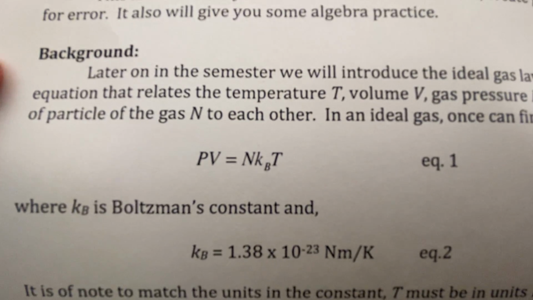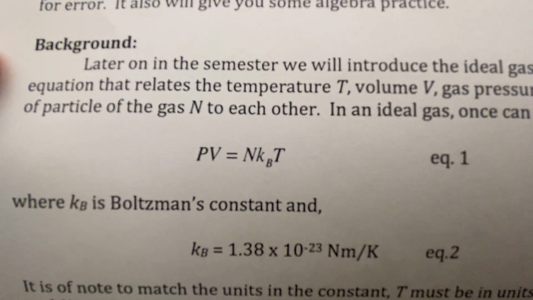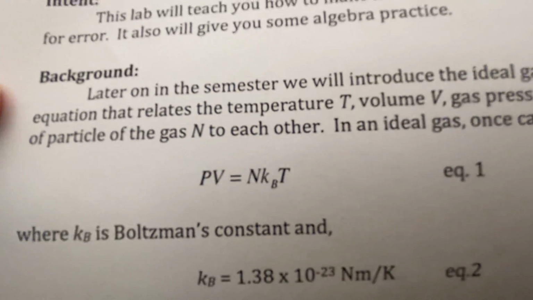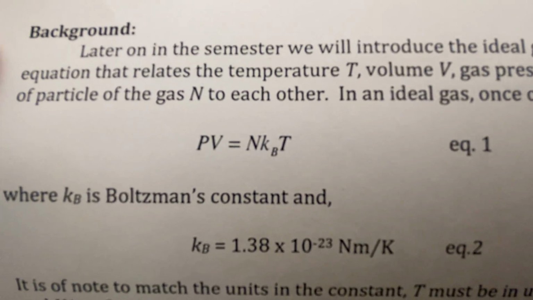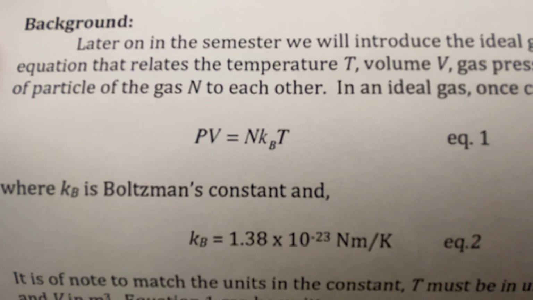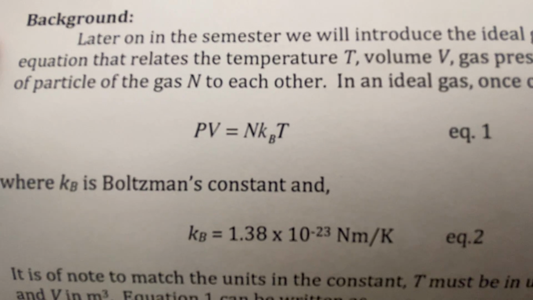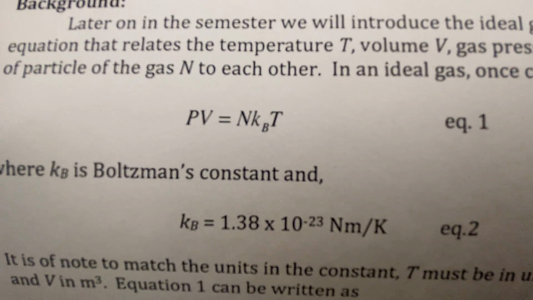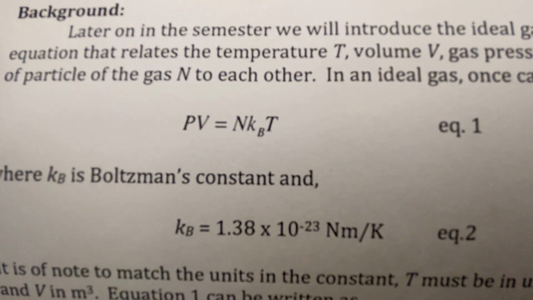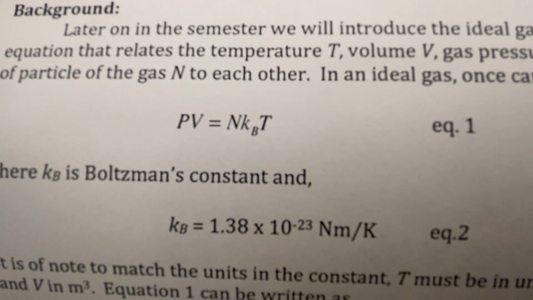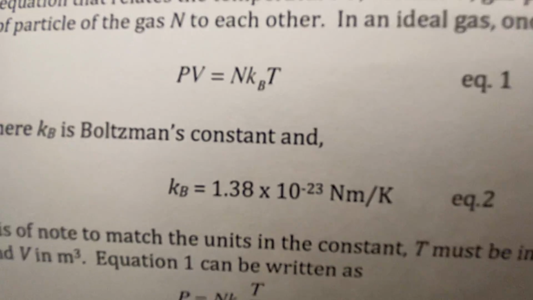In this equation, P is the pressure of the gas, which must be measured in newtons per meter squared. V is the volume of the gas, which must be measured in meters cubed. N is the number of atoms of gas. k sub B is a constant, as you can see written beneath it. And T is the temperature, which must be in Kelvin.